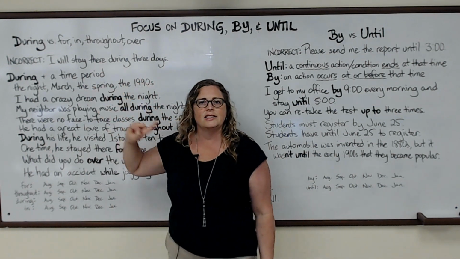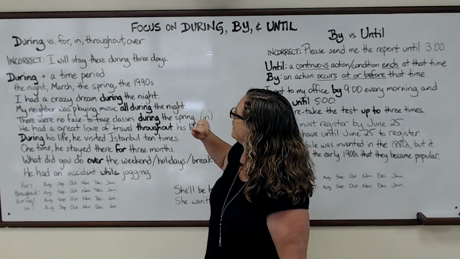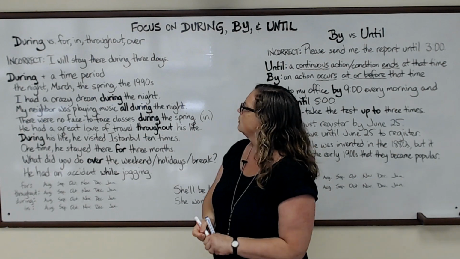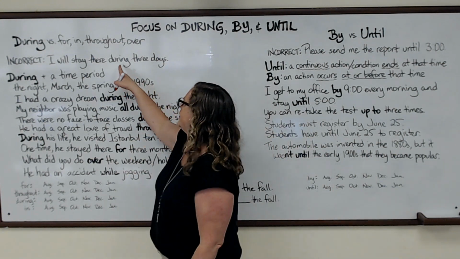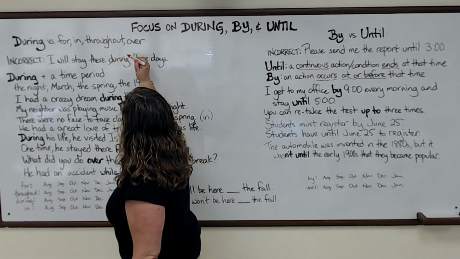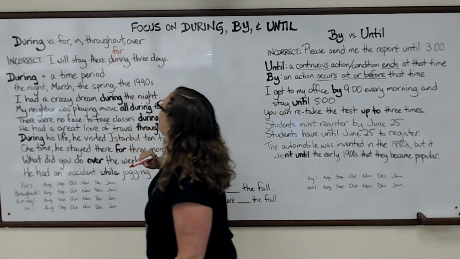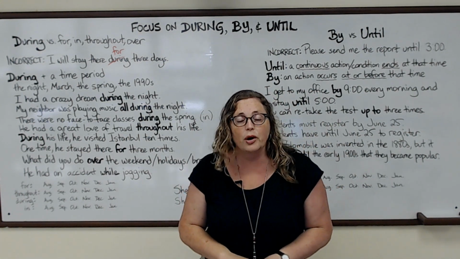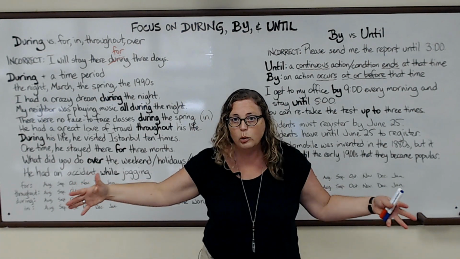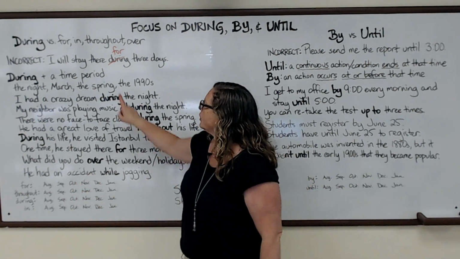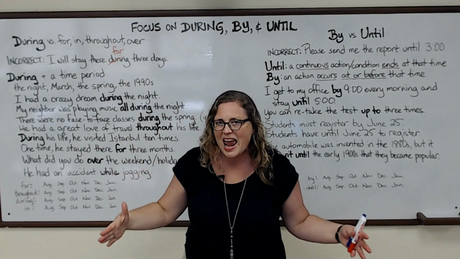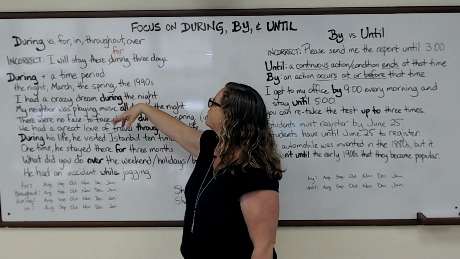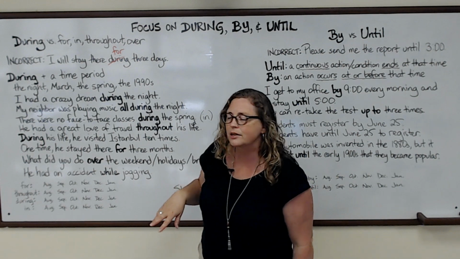So this sentence is incorrect and it's a common mistake. I will stay there during these days. What's the problem here? The problem is it is not during. It is for. I will stay there for 3 days. For is used for a duration. How long? Not during. During is used for a time period, but the name of a time period, like the night, the day, March, January, the spring, the fall, the 1990s.